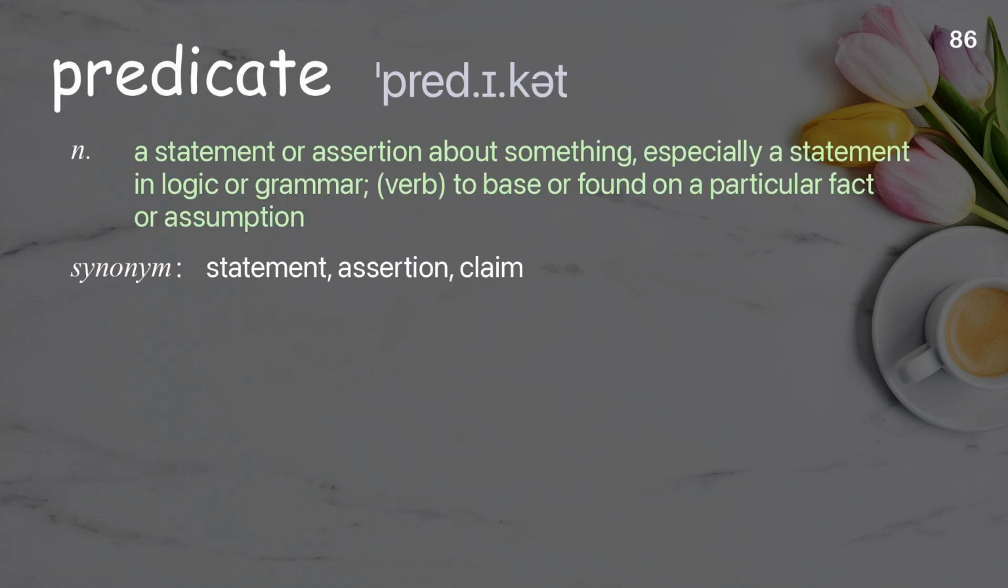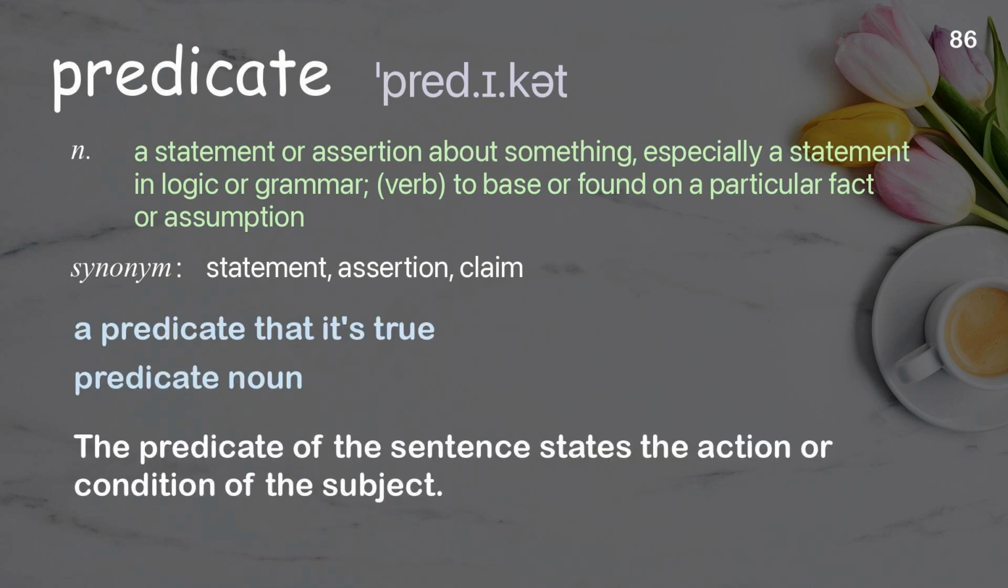Predicate: A statement or assertion about something, especially a statement in logic or grammar. Verb, to base or found on a particular fact or assumption. Examples: A predicate that it's true. Predicate noun. The predicate of the sentence states the action or condition of the subject.